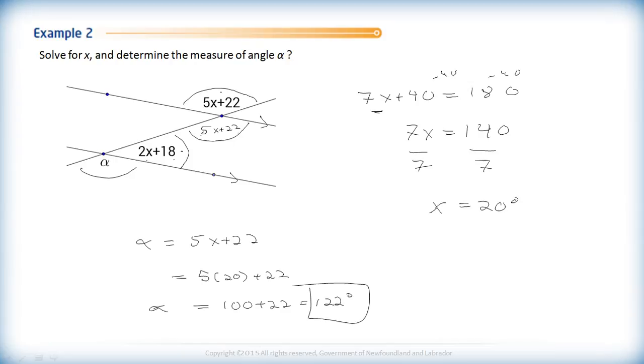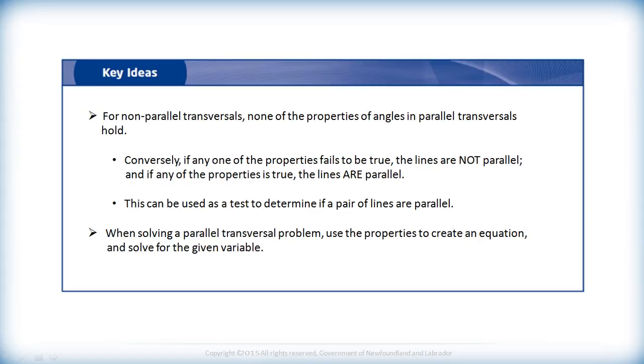Good question. Lots to it. I like it. Okay, so same stuff as before. We can use our properties to determine whether we're not parallel or we are parallel. And when solving a transversal problem, use the properties to create an equation and then solve for your given variable.